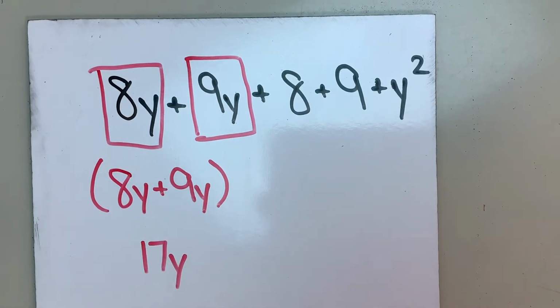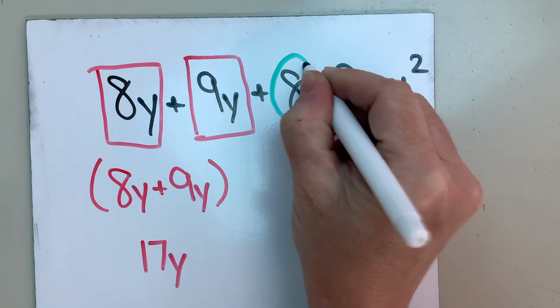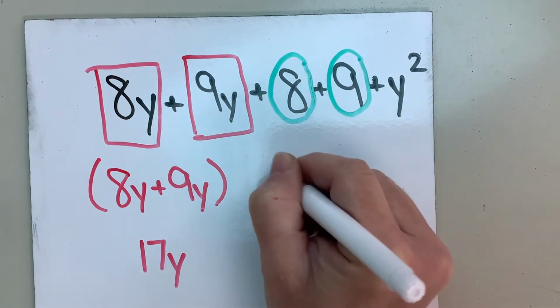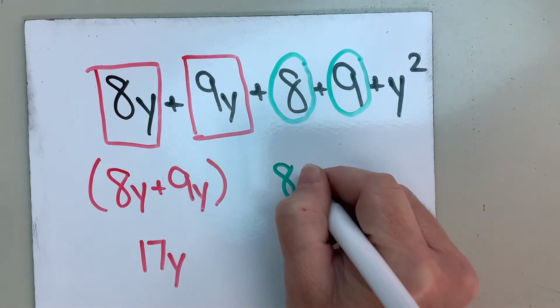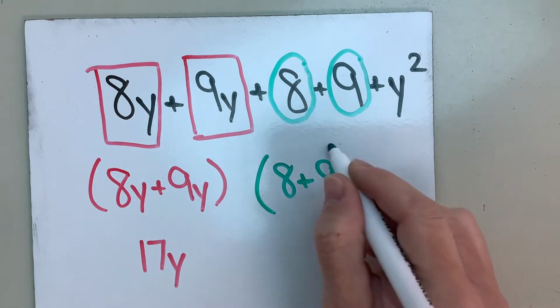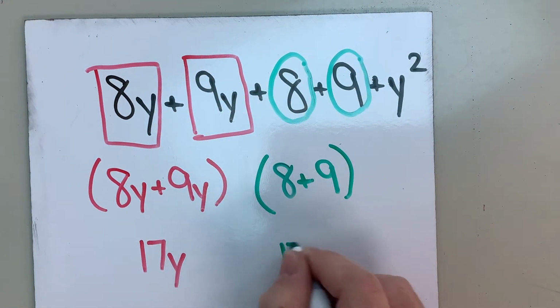Okay? And then I have these numbers that are the same. So I'm going to go ahead and circle this 8 and circle this 9. I have, let's say, $8 plus I have $9. When I put this together, $8 plus $9 is again $17.